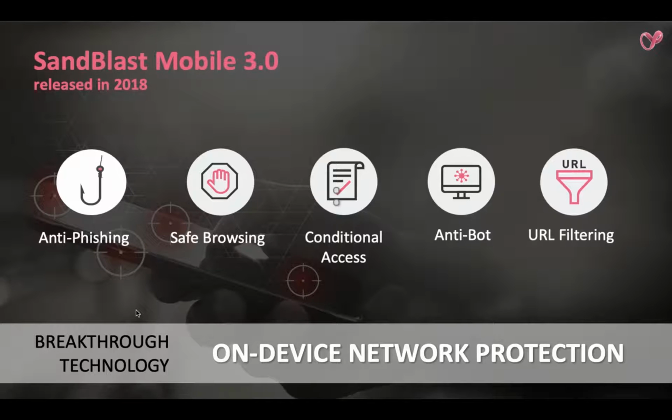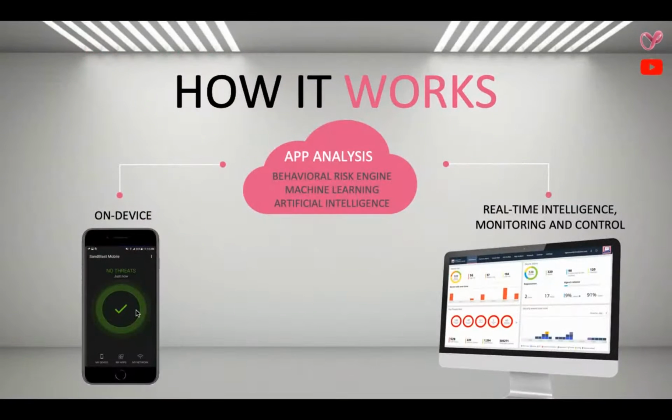Then it has safe browsing, which is a service that provides a list of URLs for web resources that contain malware or have a potential threat. Third is conditional access, as in posture policy. Fourth is anti-bot, and fifth is the URL filtering blade. We'll talk about on-device protection in detail shortly. Moving forward, how does the whole thing work here?